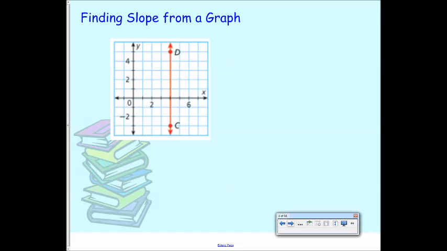This one's undefined. What does undefined mean? It's a straight line which way? Vertically. So vertical slope is undefined. Does anybody remember or does anybody know why it's undefined?